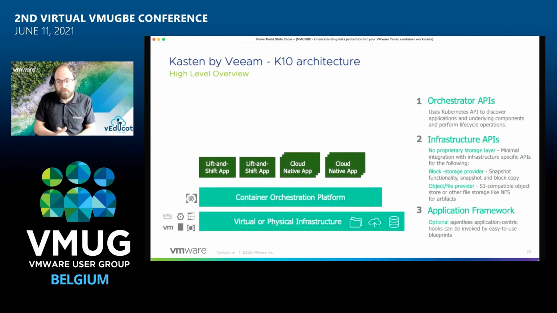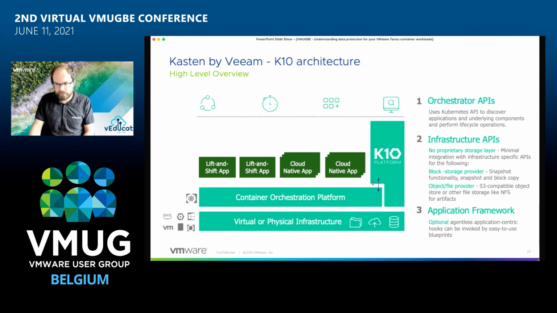So one of the ones that I want to quickly cover is Kasten by Veeam and their K10 architecture. Kasten offers you the ability today to protect virtual and physical cloud-native infrastructure. They offer the orchestrator, APIs and management to do this.